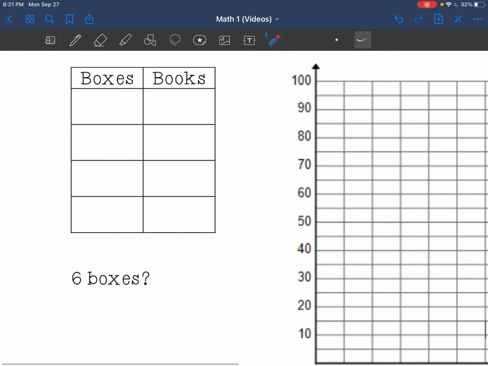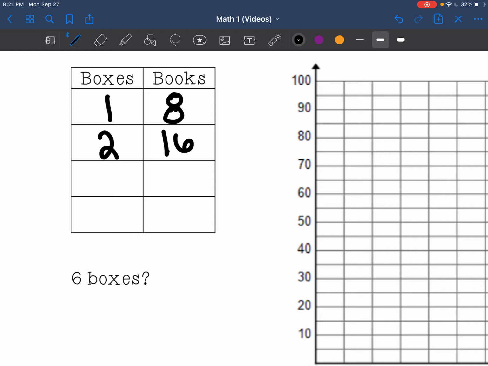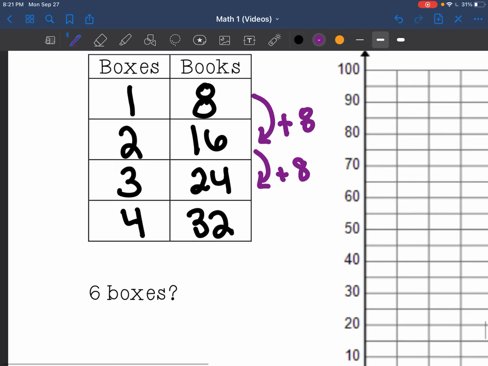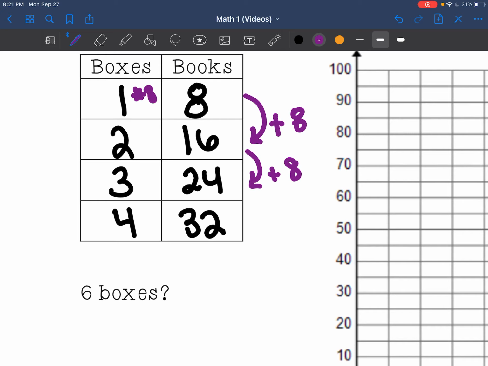So let's look at this graph here. After 1 box, we're going to have 8 books, which means after 2 boxes, we're going to have 16 books. 3 boxes, we are going to have 24 books, and then 4 boxes, we're going to have 32 books. So what we're doing is, as we go down our table, we are adding by 8. You can also think of this as 1 times 8 gives us 8, 2 times 8 gives us 16, and so on and so forth.